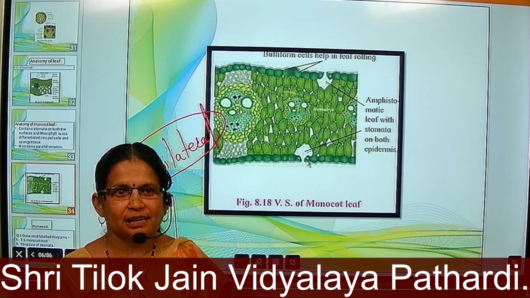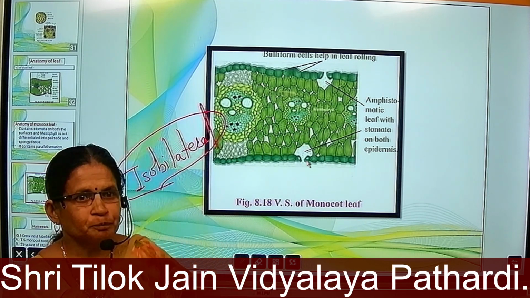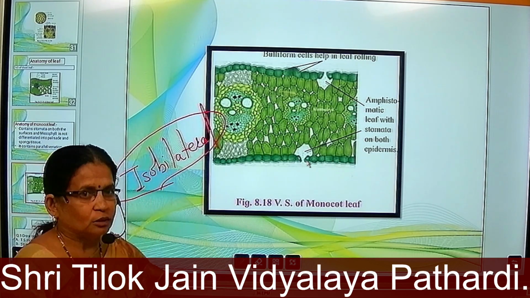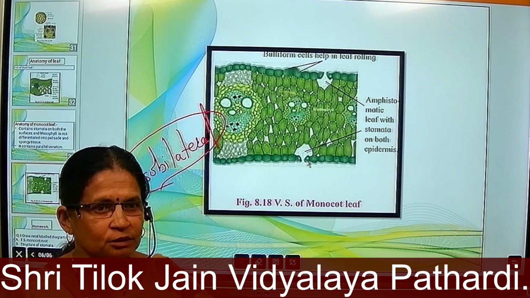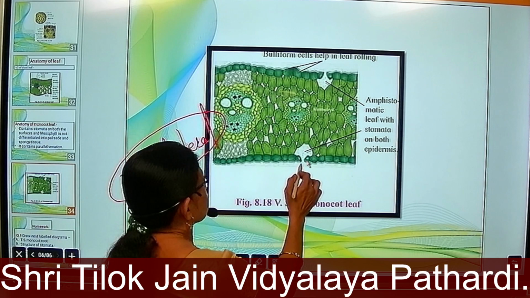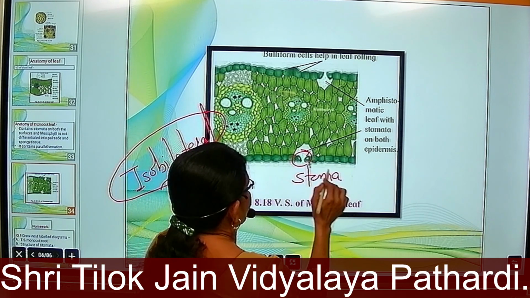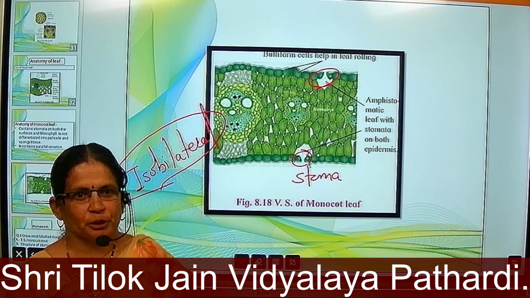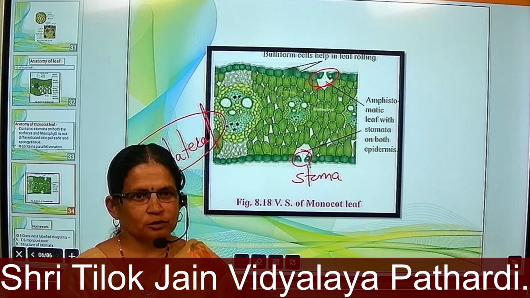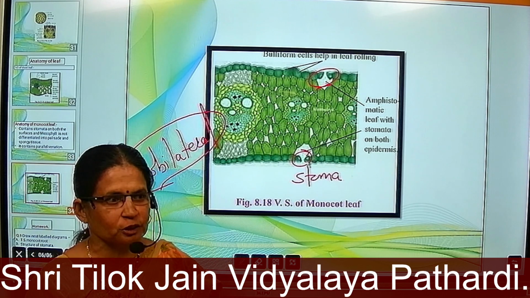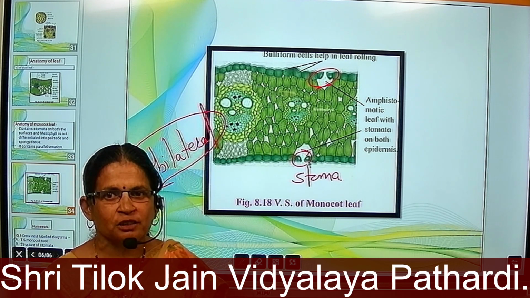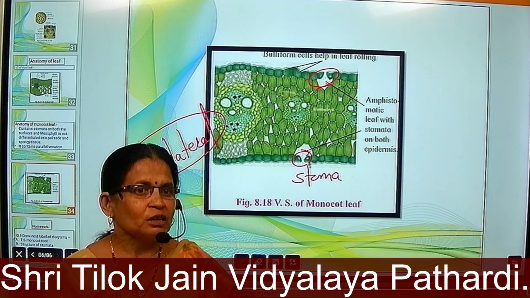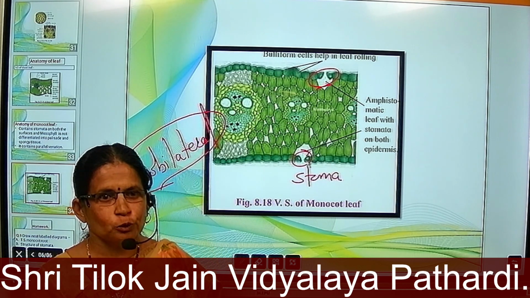The two surfaces are equally green, and in the typical VS structure of the monocot leaf, stomata are shown on both surfaces. Here it is the stomata. At the upper epidermis too, stomata are present, for the purpose of transpiration. Both surfaces, upper epidermis and lower epidermis, consist of stomata, whereas in the dorsiventral or dicot leaf, the stomata are present at the lower epidermis.